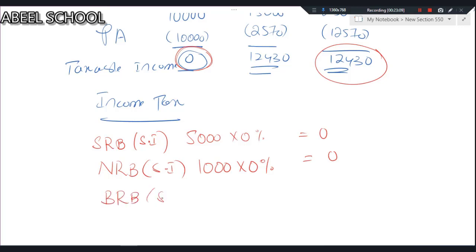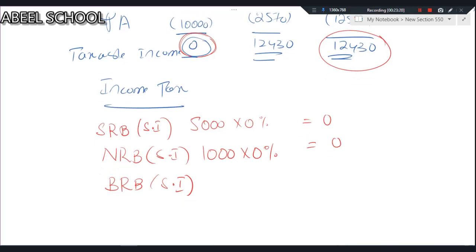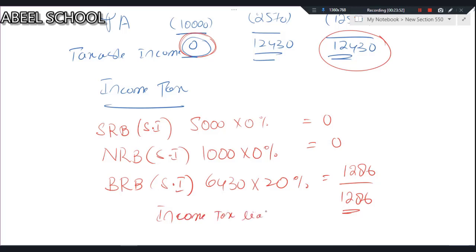Basic rate band, saving income. So from 12,430, we need to deduct 6,000. 12,430 minus 6,000 results in 6,430 into 20%, because 6,430 obviously falls in basic rate band. So we are getting 1,286. This is your income tax liability. Now dear students, I strongly believe you should have a really good idea how to deal with the starting rate band when it comes into action.